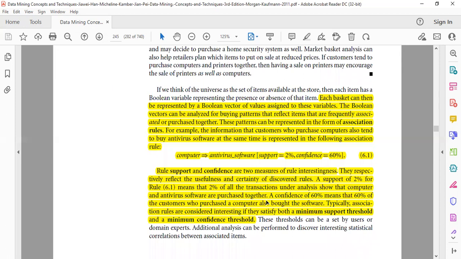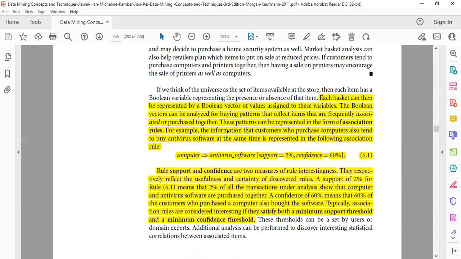Whenever some items are put in the basket, every basket contains those items, and those items can be represented by a Boolean vector, and some value is assigned to those variables. Once the vector containing all those variable values is available, it can be analyzed for buying patterns, and those patterns reflect which items are purchased together. Whenever those items are purchased together, they are represented in the form of association rules.